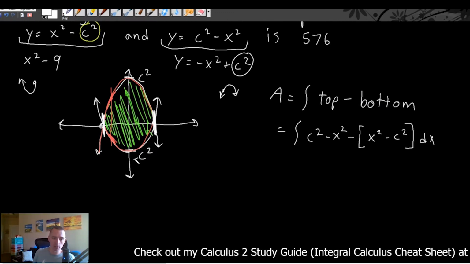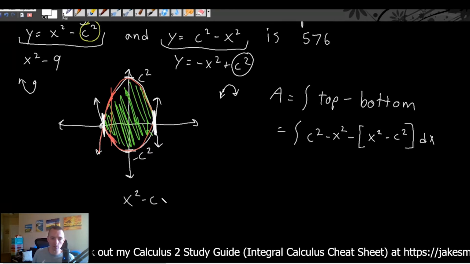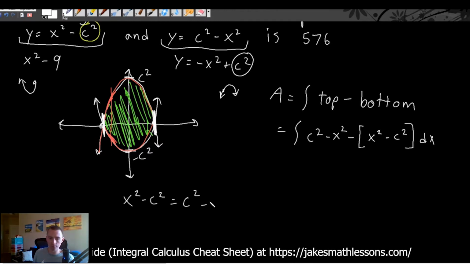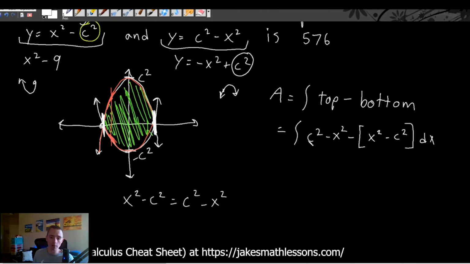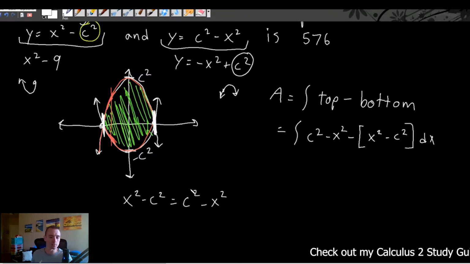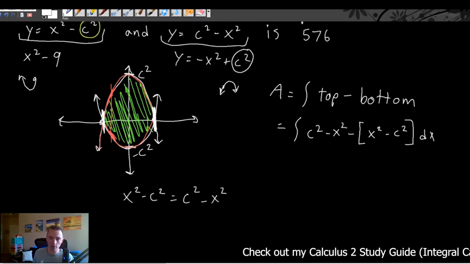So what we can do is take x squared minus c squared, which is one of our functions, and set it equal to c squared minus x squared, which is the other one. And then keep in mind, what these bounds need to be is x values. We're integrating this with respect to x, so these need to be x values. So we need to solve this equation for x. It's fine if our answer has c's in it, because we don't know what c is. We can't possibly say what number this is where these intersect with each other, but we can say what it is in terms of this unknown constant c. So we just need to take this equation and solve it for x.